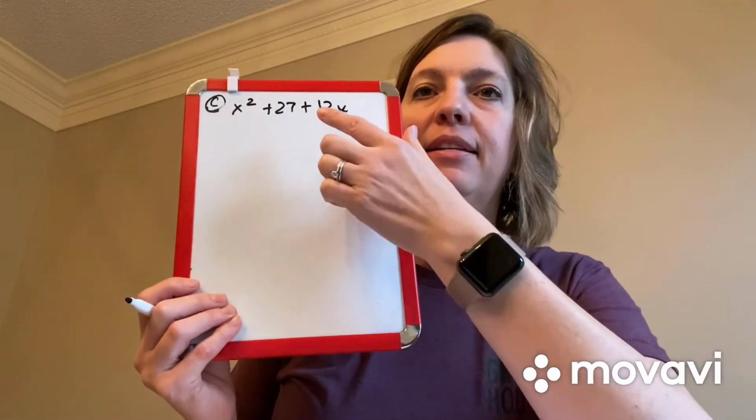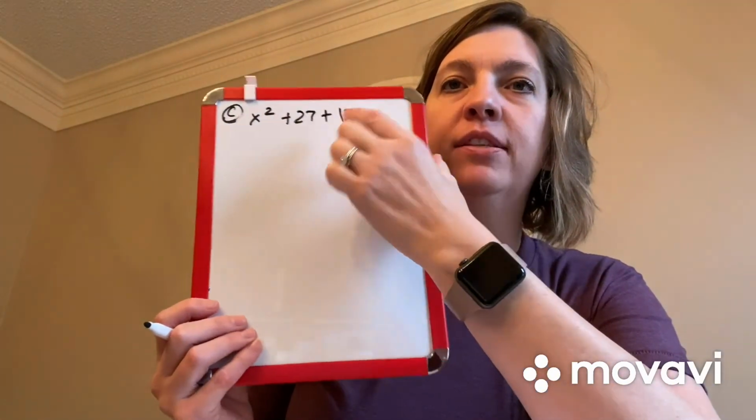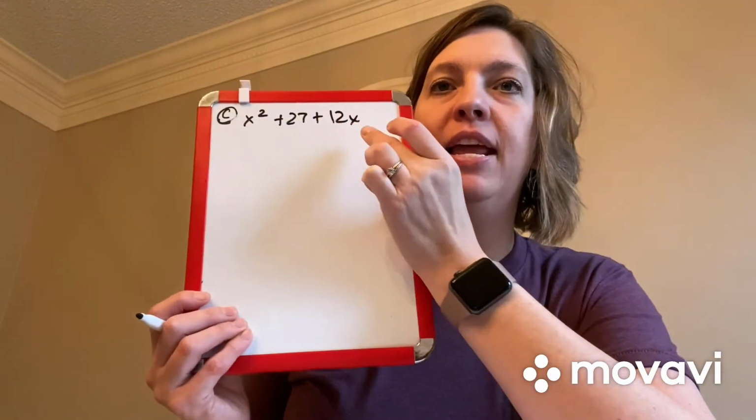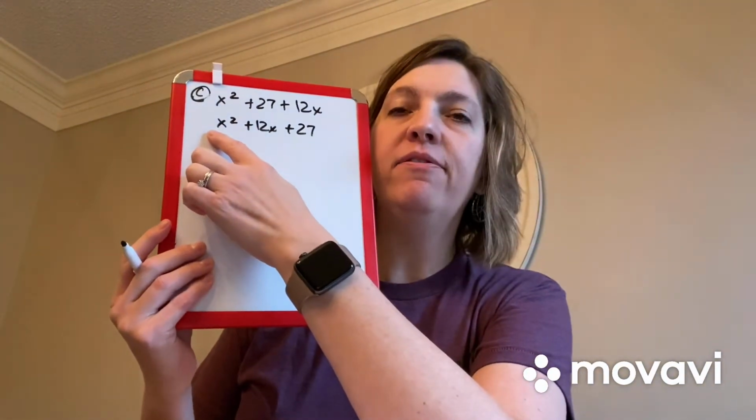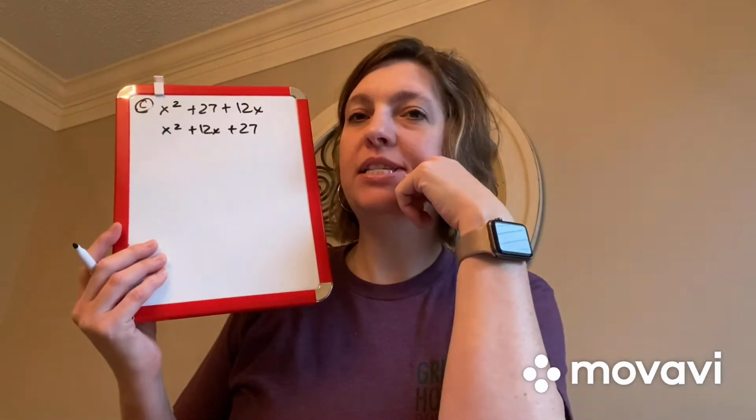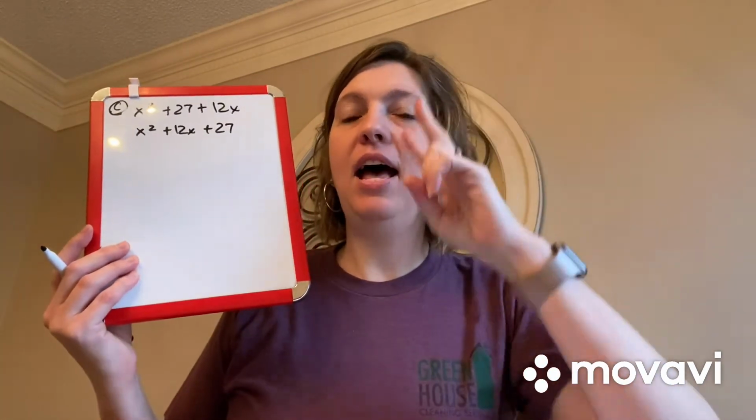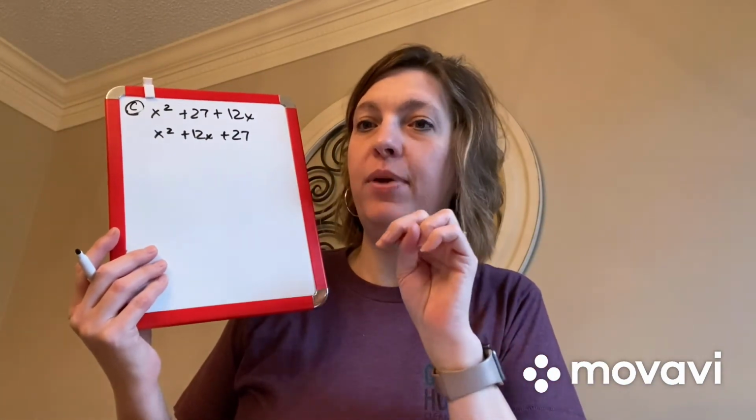Question number 17 tells me they're not in proper order. It's x squared plus 27 plus 12x. And the problem here is that I've got the constant in the middle. So it should go x squared, then x to the first degree, then your constant. So let's rewrite it. X squared plus 12x plus 27. Now, my leading coefficient is positive, so I'm good to factor. Now remember that we said descending order and then leading coefficient positive. When those things are done, then we can factor.